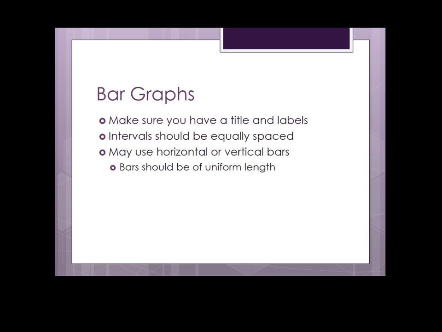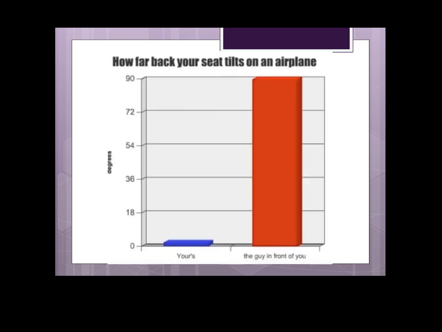Okay, some bar graphs. So make sure you have labeled your graphs. The intervals should be equally spaced. If you've seen a histogram, it's basically like a histogram, only in a histogram the bars are next to each other, and typically that's using ranges of numbers. You can use horizontal or vertical bars, so going up and down or left and right, but they should be the same width, I should say.